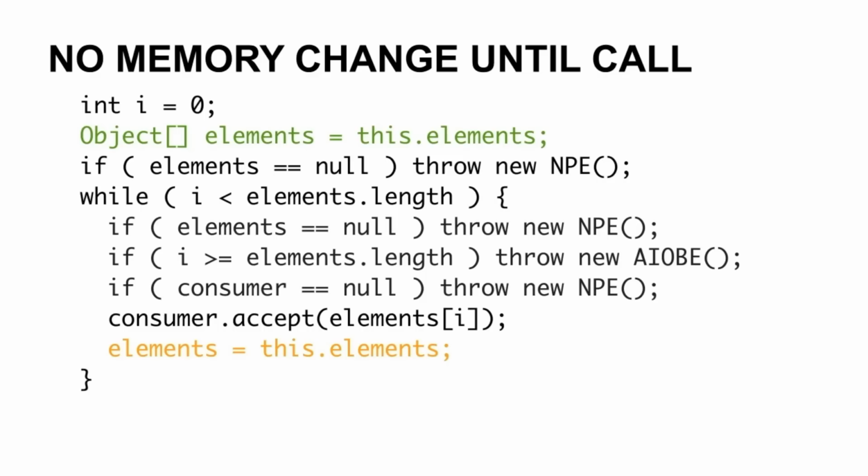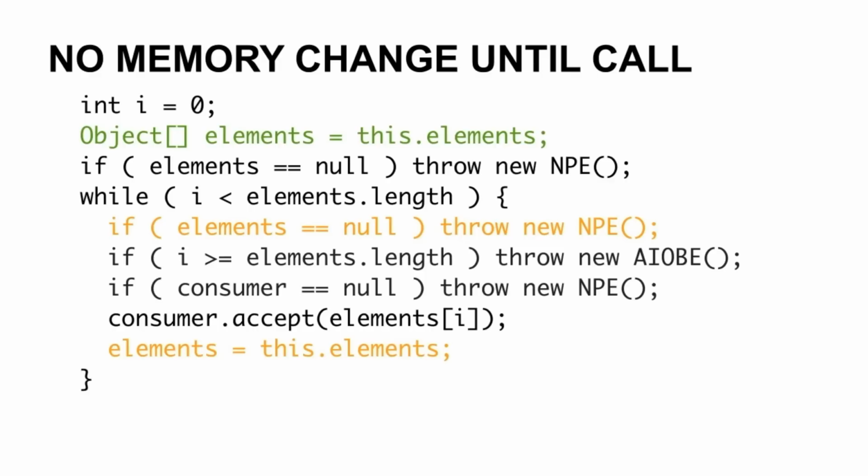We can also observe that memory doesn't change up until the point of the call, when we call consumer accept at the end of the loop. So we can load elements once and reuse it for many of these lines. We can see if elements is equal null, throw a new null pointer exception, and we can reuse that for the length check, the elements check again, and the next length check. And of course, this allows us to get rid of a null check because we've now seen that this local variable isn't null, or we've already thrown a null pointer exception. So inside of the loop, we can get rid of the throwing of the null pointer exception.